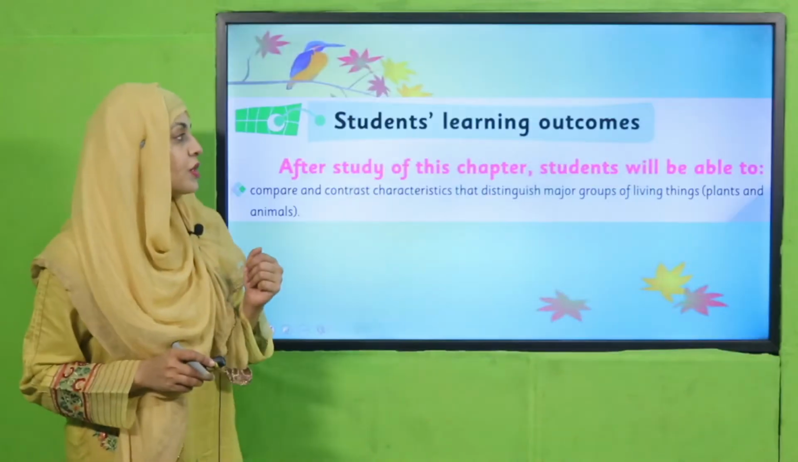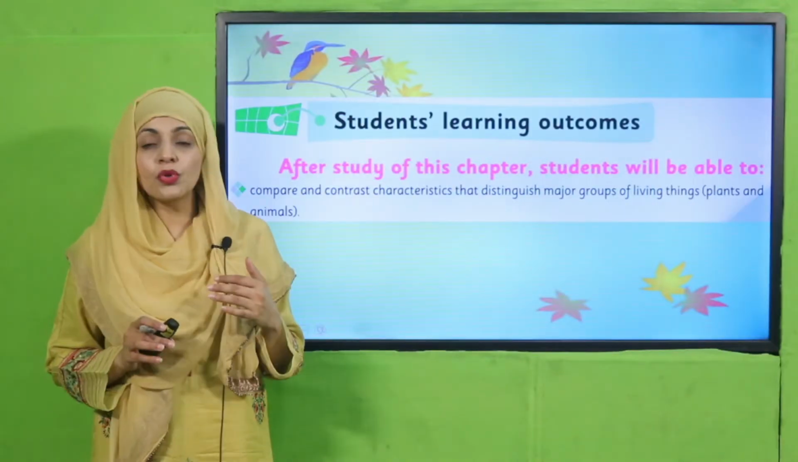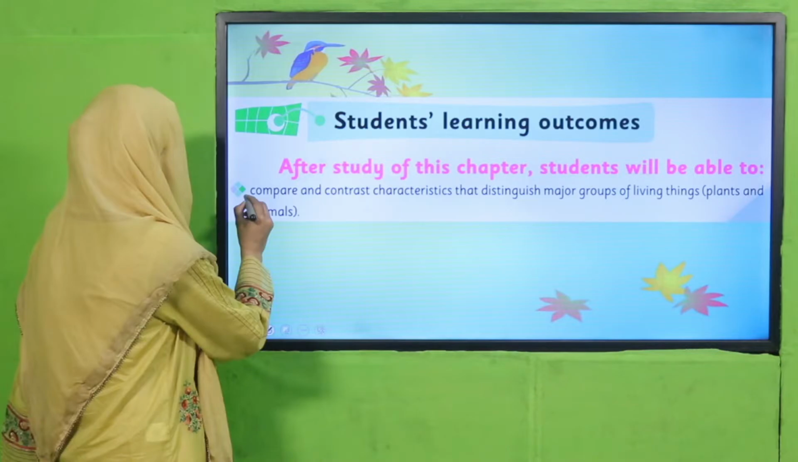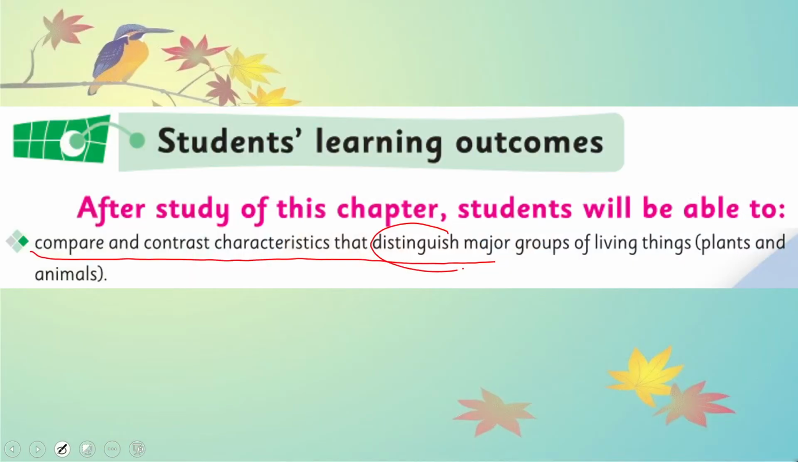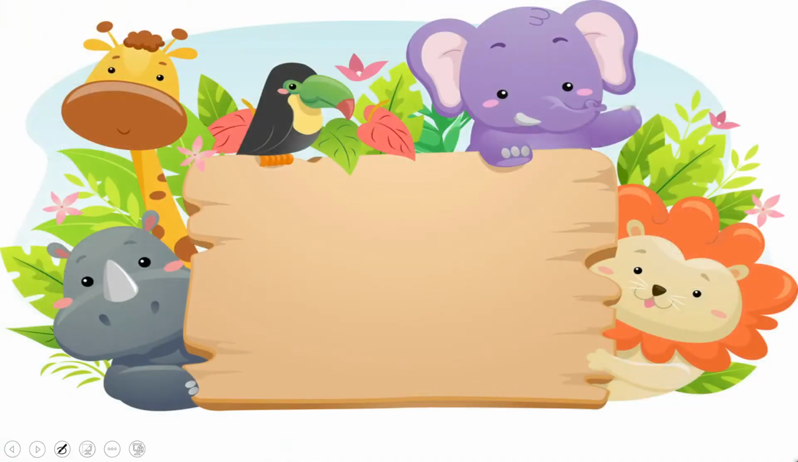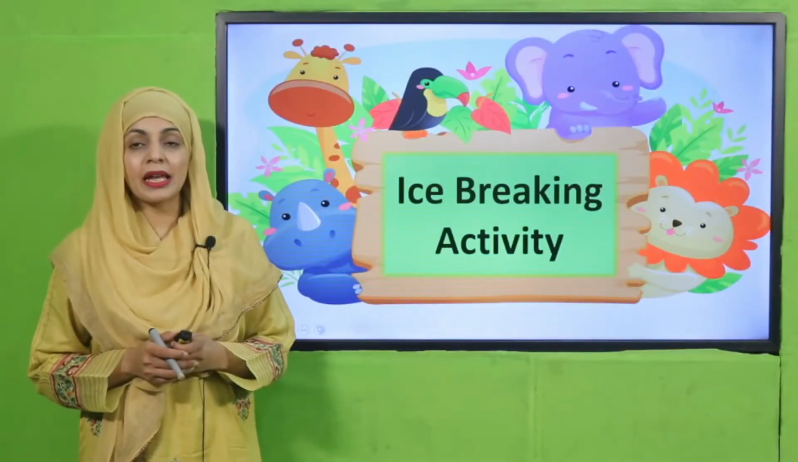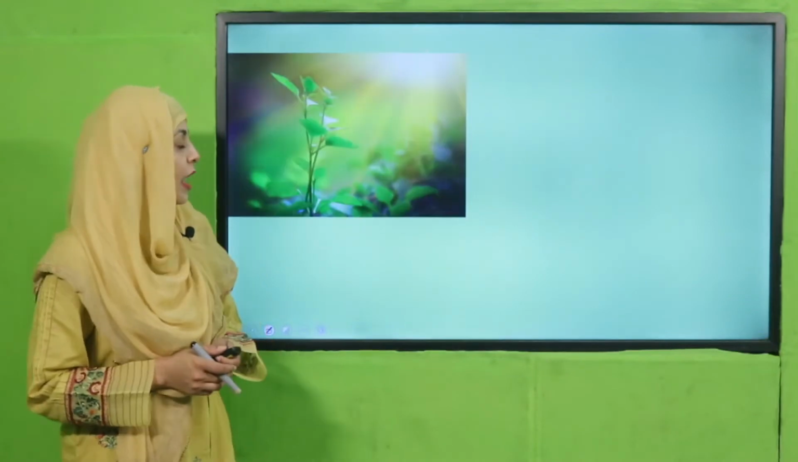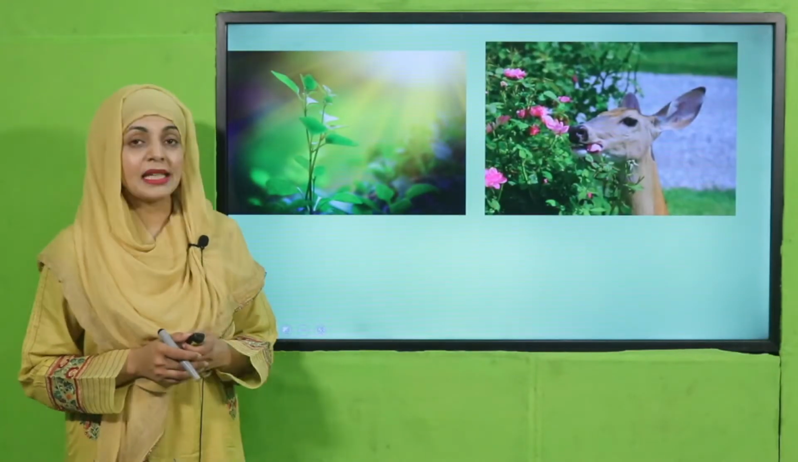So my dear students, now in today's lecture, the students will be able to compare and contrast characteristics that distinguish major groups of living things, plants and animals. And today we will discuss reproduction and feeding in plants and animals. So now let's quickly move forward towards an activity. Here you can see a plant, here you can see an animal.